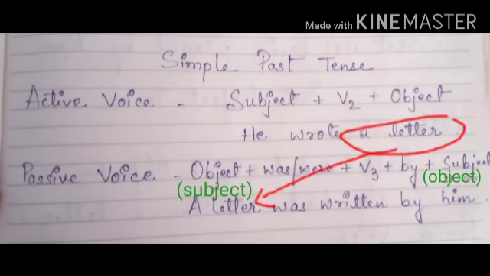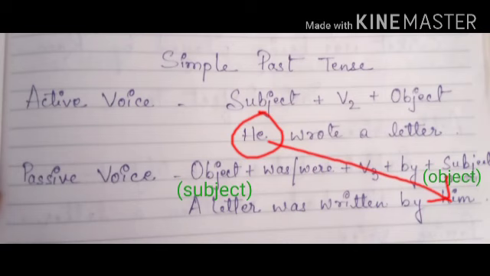So a letter becomes the subject. A letter, because this is singular, so was. V3 of wrote is written: write, wrote, written. Written by, and he becomes him. The subject he in passive voice becomes him. Clear? So now, a letter was written by him is in the passive voice.